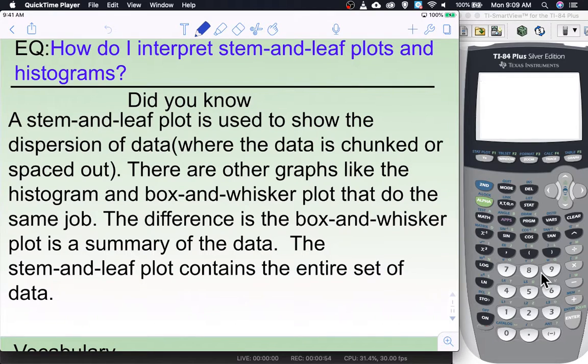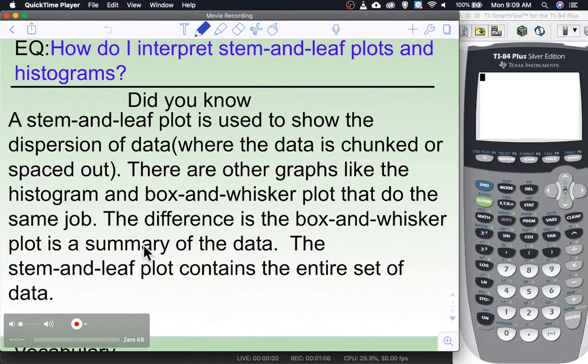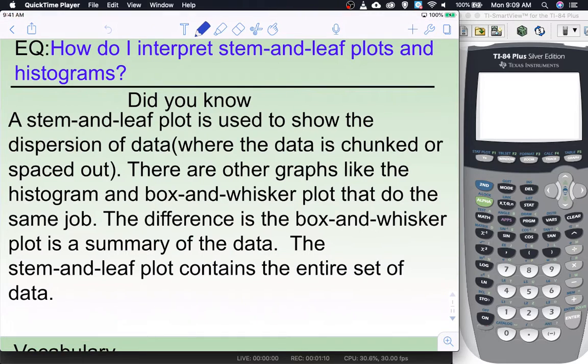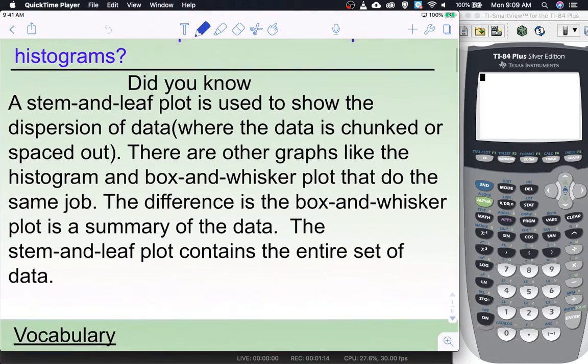So that's useful if you have a small amount of data and you want to see the actual data points. Stem and leaf plot does a good job at that. If you have a million pieces of data, then something like a histogram or a box and whisker plot will do a much better job of showing the dispersion because it's very impractical to show a million points of data in a stem and leaf plot.